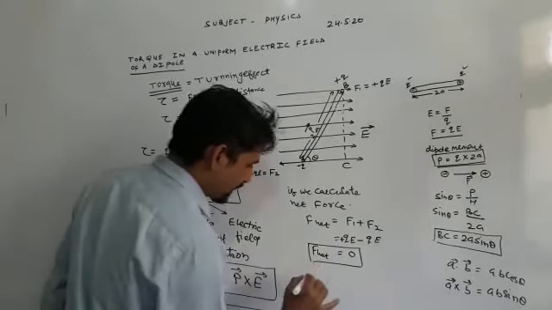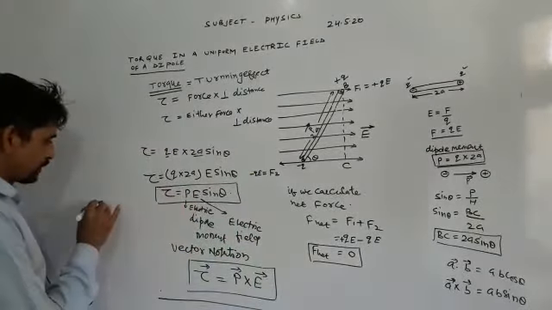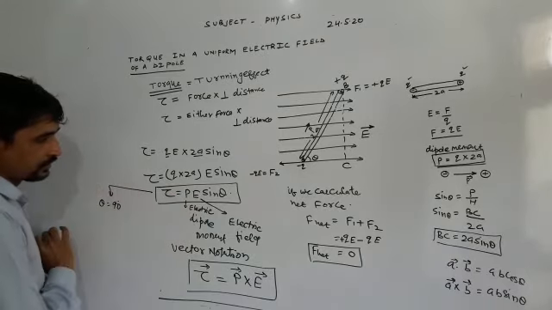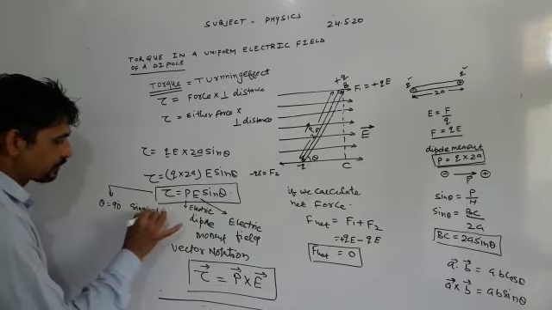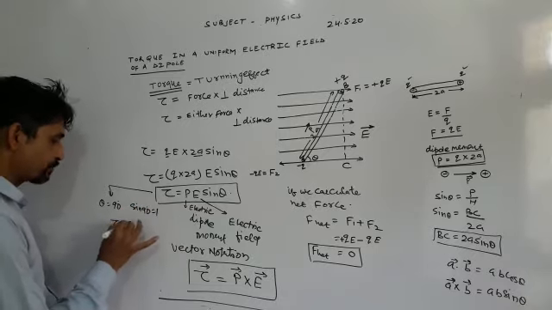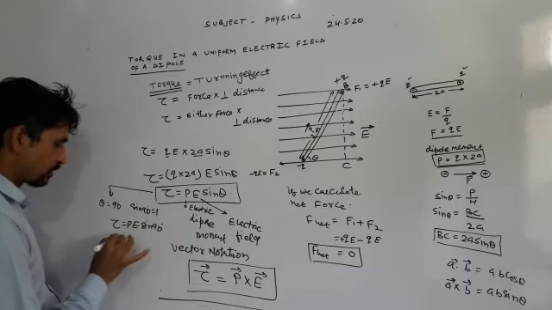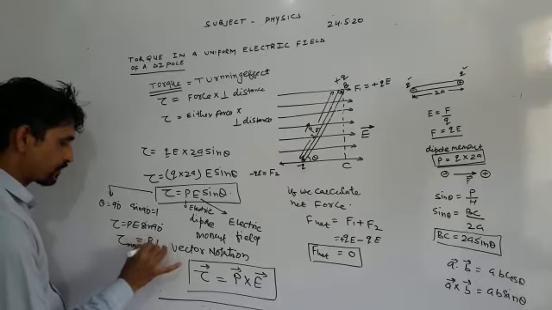Here some specific conditions, like theta 90. And what is sin 90? 1. Then tau equals PE sin 90, so torque maximum equals PE.